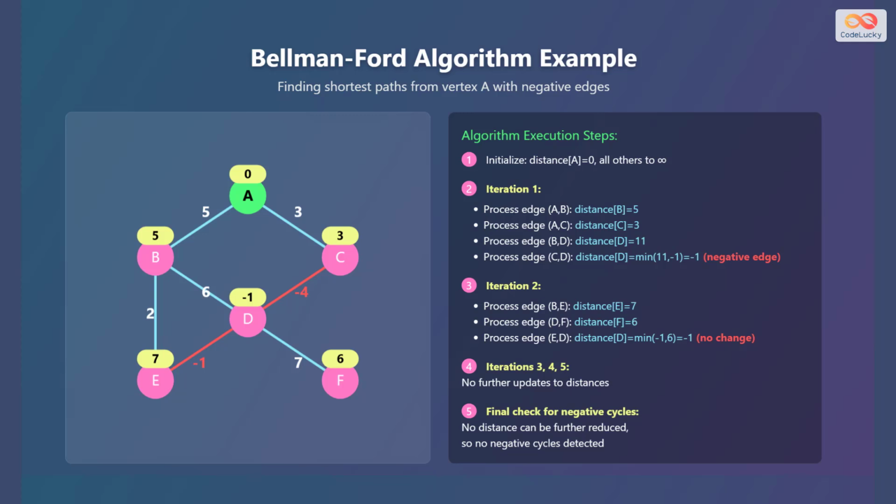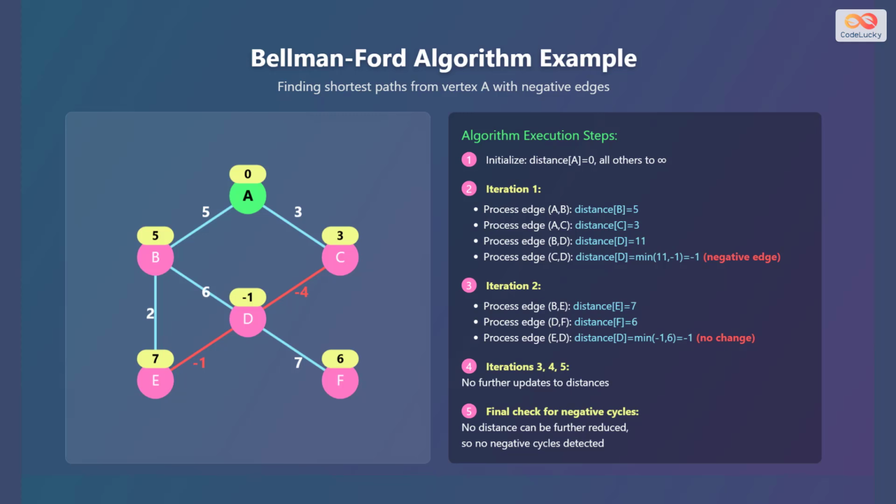Let's walk through an example of the Bellman-Ford algorithm, highlighting its ability to handle negative edges. We'll find the shortest paths from vertex A in a graph that includes negative edges. Initially, the distance to A is 0, and all other distances are infinite. In the first iteration, we process each edge. The distance to B is updated to 5, and the distance to C is updated to 3. Processing the edge from C to D updates the distance to D to -1 due to the negative edge weight.